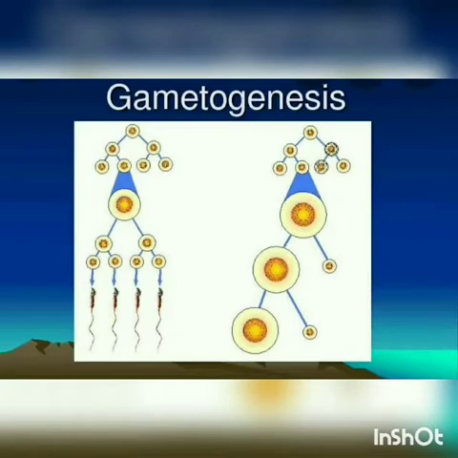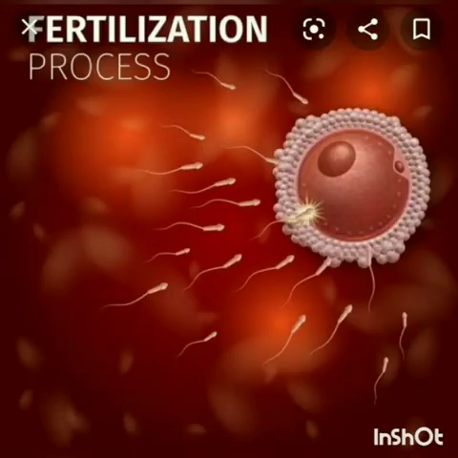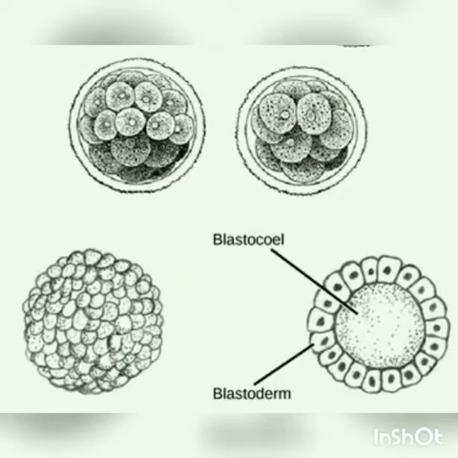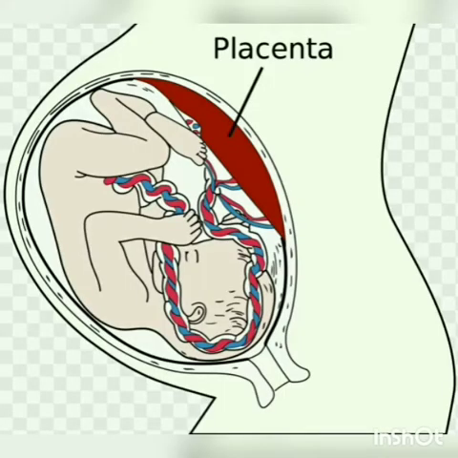The transport of sperms to the female reproductive tract is insemination. The fusion of male and female gametes to produce a diploid zygote is fertilization. The division of the zygote into a multicellular blastocyst is cleavage. Attachment of the blastocyst is called implantation. And formation of the placenta between the fetus and mother is called placentation.